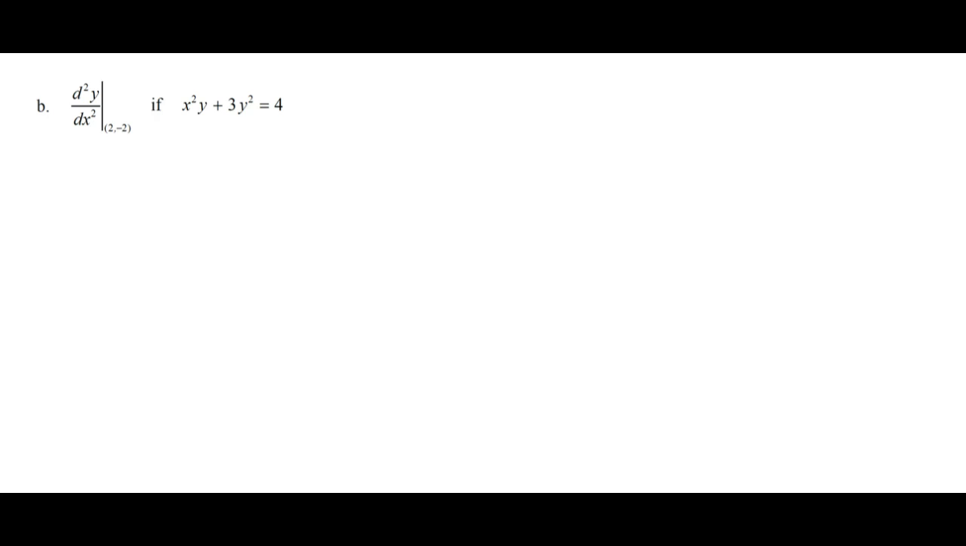Okay, so work out the second derivative at the point 2, negative 2. Right, so evaluate the second derivative at that point. Keep in mind that we've got to do stuff, but we're evaluating the second derivative at a particular point. Okay, so what do we got? x squared y plus 3y squared equals 4. So we need to do the derivative of that, which is going to give us what? Product rule says we got x squared times y prime plus y times 2x plus 6y y prime equals 0.